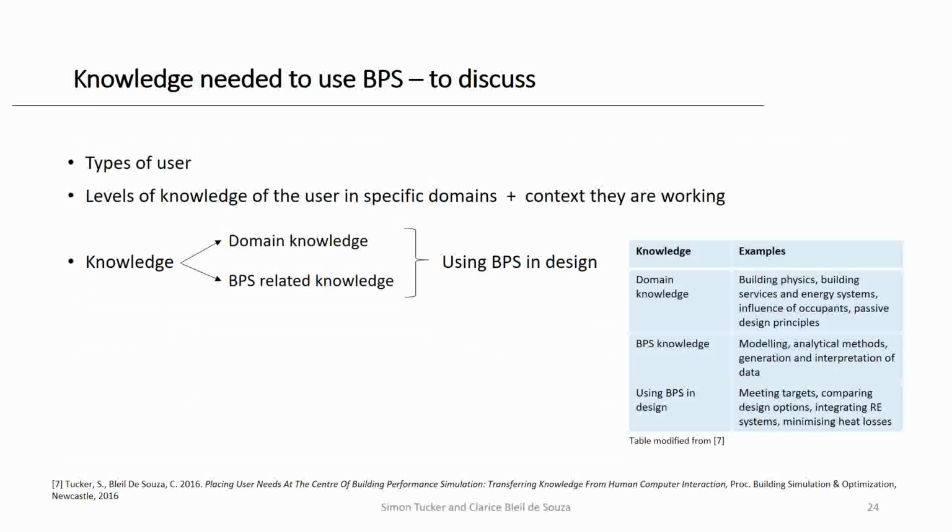So summarizing on that little section on knowledge, clearly the type of user is a factor here. There's a question about the levels of knowledge of the user in specific domains and in the context in which they are working. Question marks about that. Knowledge, one could think of it in terms of domain knowledge, for example, building physics, building services and energy systems, perhaps the influence of occupants, or broader topics like passive design principles.